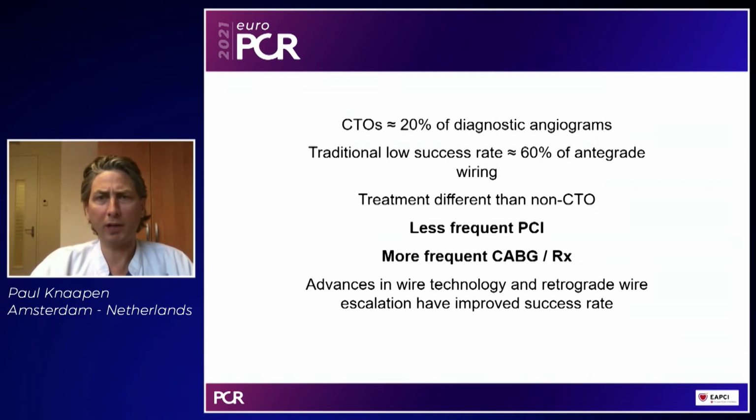By way of background, we all know that CTOs are pretty common. We find them in 1 in 5 patients with obstructive coronary disease. Yet wiring has traditionally had a low success rate of about 60% with antegrade wiring, even in selected populations. So in general, we offer these patients less frequent percutaneous interventions and more frequent bypass surgery.